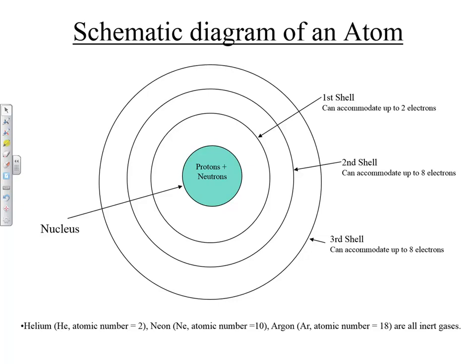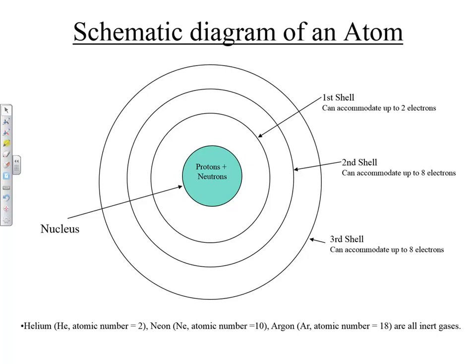So if you look at helium, helium is an inert gas. It has an atomic number of 2, so only 2 electrons. If you look at a helium atom, it's going to have protons and neutrons here, and then only 2 electrons, completely filling up the innermost shell. And that is the reason why helium is unreactive. It's an inert gas. It doesn't react with anything.